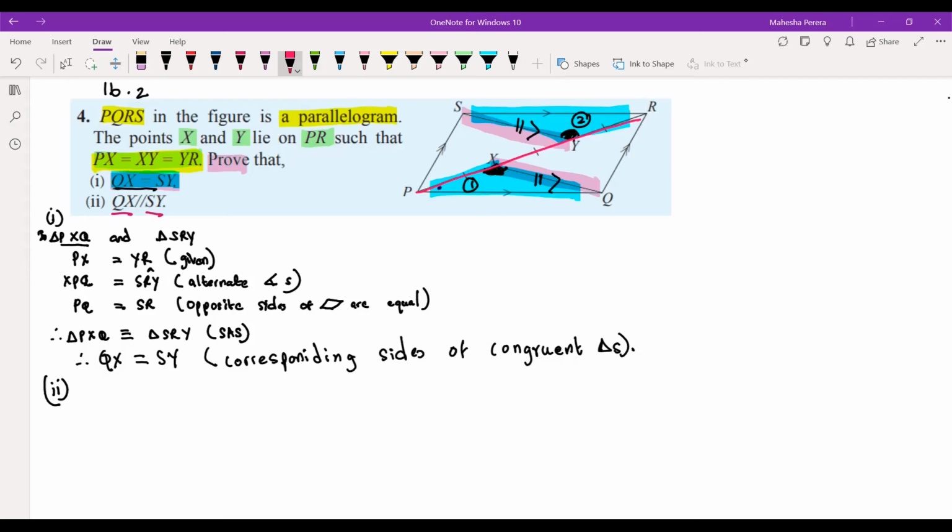Sum of the angles on a straight line equals what? 180 degrees.